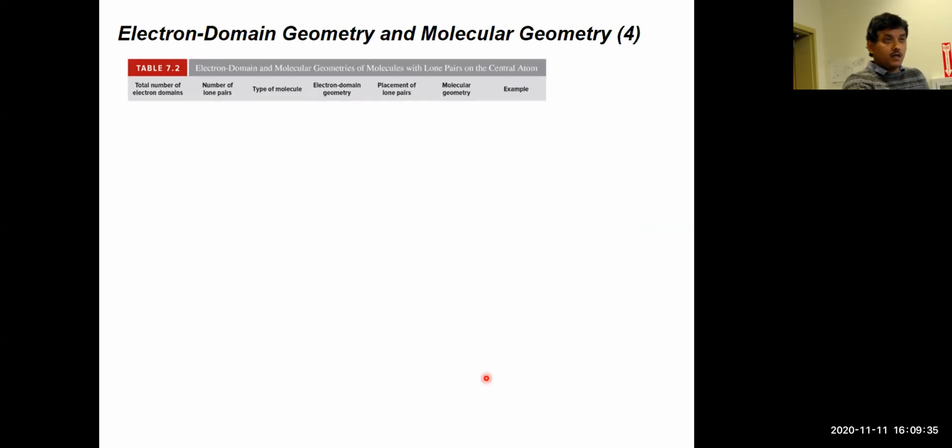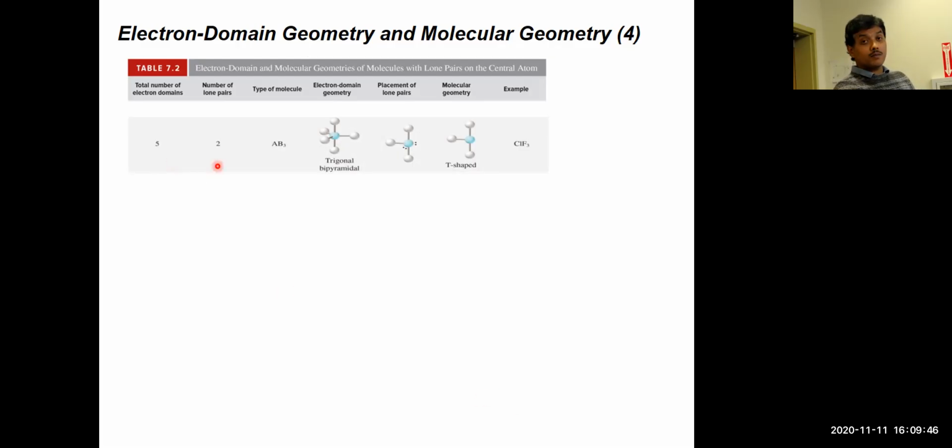So let's look at a few more examples where the central atom has a different electron and molecular geometry. When you have a total of 5 electron domains, but 2 of them are lone pairs, the molecule you're dealing with is of the type AB3 with 2 lone pairs. But still, because you have 5 electron domains, your electron domain geometry is going to be trigonal bipyramidal. If you replace 2 of the bonds with lone pairs, the placement of the lone pairs looks like this.